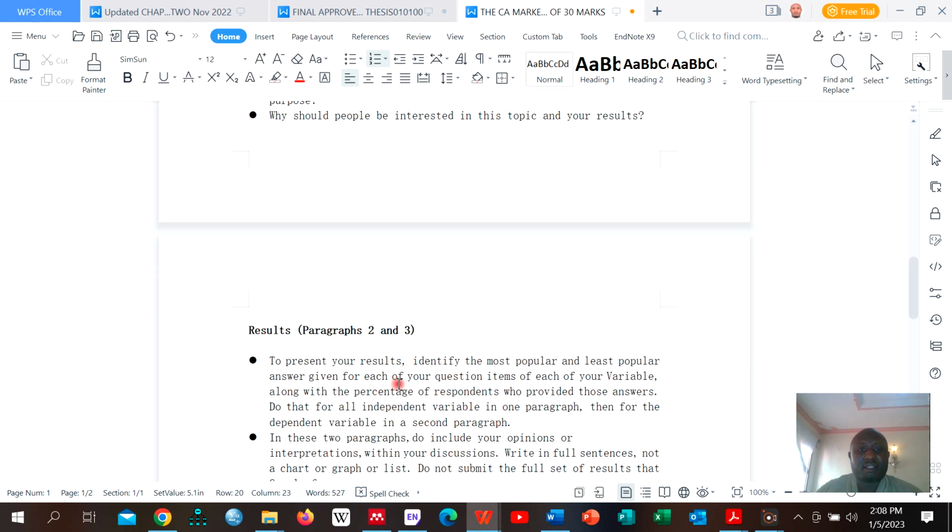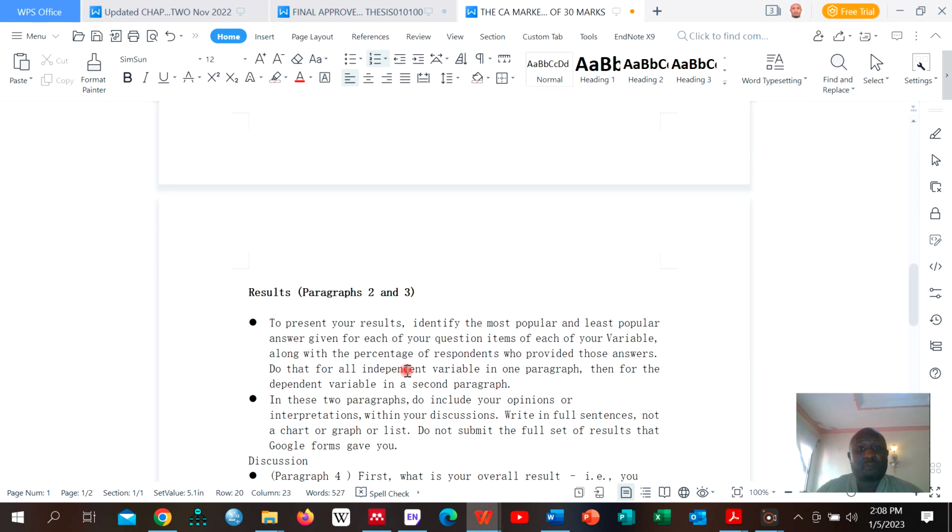Then in the second and third paragraph, you present to us your results that you are getting from Google Forms. Because I forgot to tell you that you have to send a link to your respondents that will fill your questionnaire, and then you can have the responses. Through these responses, you write about your results. So you are going to identify the most popular and least popular answers in your questions and write about them and justify why. And you cite. You have to cite. You have to paraphrase.